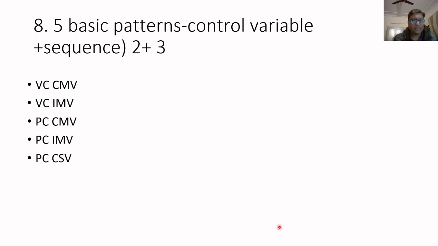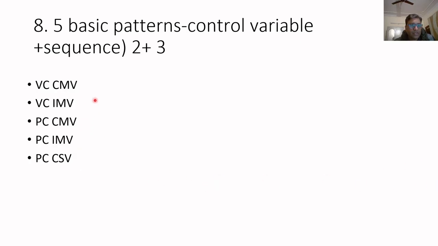So ultimately, let's combine all this. We have two control variables, pressure or volume. We have three sequences: CMV, IMV, CSV. Combining these 2 and 3, we have 5 basic patterns. We have volume control CMV, volume control IMV, pressure control CMV, pressure control IMV, and pressure control CSV.